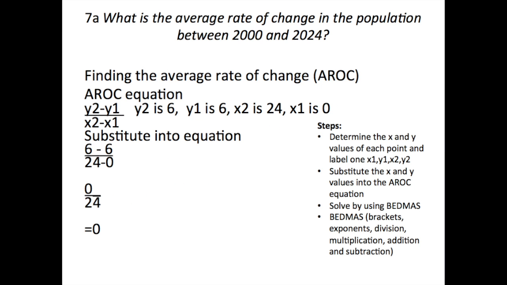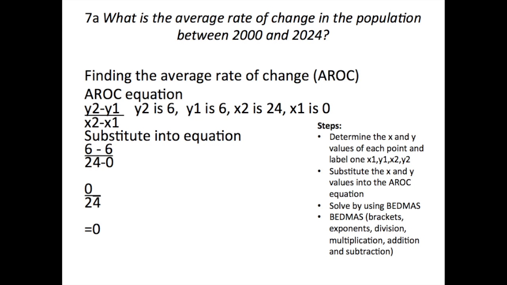So now that we have found both the t values for the years 2000 and 2024, we can put them into the AROC equation. The AROC equation is the exact same as the slope and the IROC equation, which is y2 minus y1 over x2 minus x1. The first step to finding the answer is to determine your values. So y2 in this case is going to be 6, y1 is also going to be 6, x2 is going to be 24, and x1 is going to be 0.